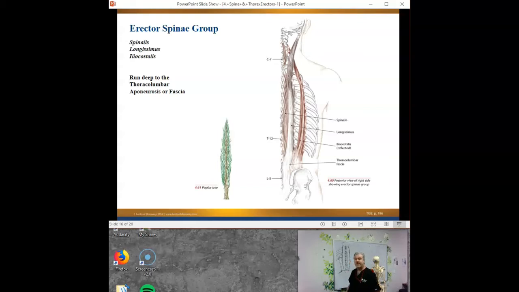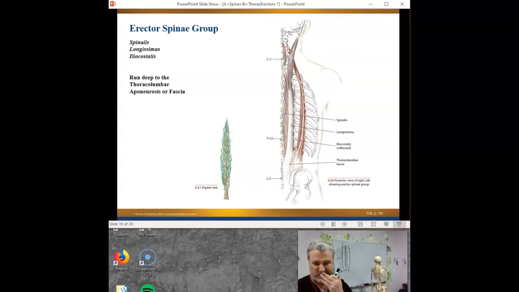The iliocostalis. She just said the hip rib muscle. The ilium is the hips and costals are your ribs. She just said the hip rib muscle, and that is the most lateral. So, if I'm working on a human body, most lateral iliocostalis, then longissimus, and then spinalis, kind of in the middle. Cool?